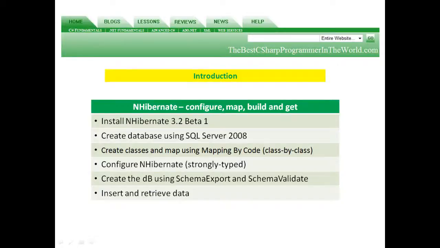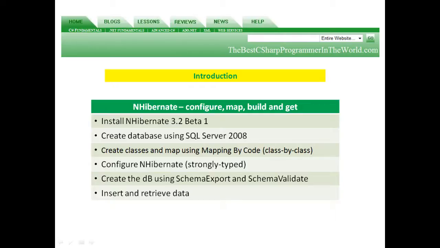In lesson 13, we're going to use some of the new features that are being released with the newest version of NHibernate 3.2 beta 1. We're going to configure NHibernate, and we're going to map and build some classes. Then we're going to build the configuration and the session factory, and then we're going to use Git to select some of the data that we insert.